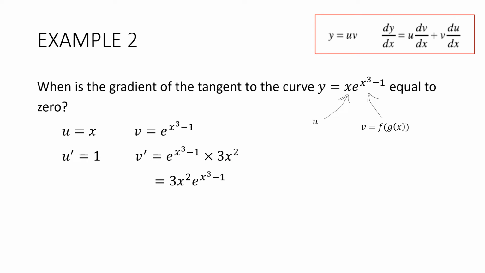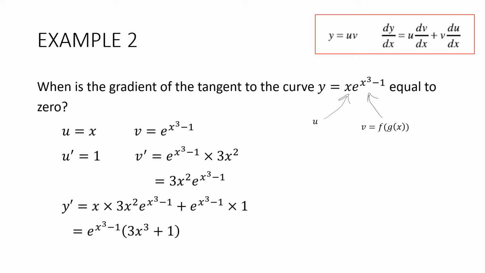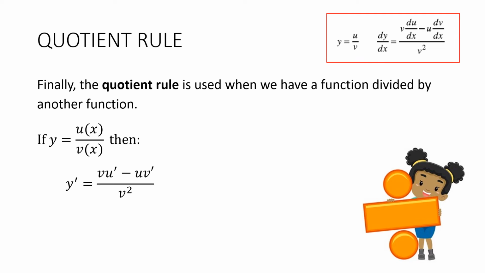Now let's construct the product rule. So dy dx is equal to x multiplied by 3x squared, e to the x cubed, take away 1, so that's u multiplied by v dashed, plus v multiplied by u dashed, which is e to the x cubed, take away 1, multiplied by 1. And tidying that up and factorising, we've got e to the x cubed, take away 1, and then in brackets 3x cubed plus 1.